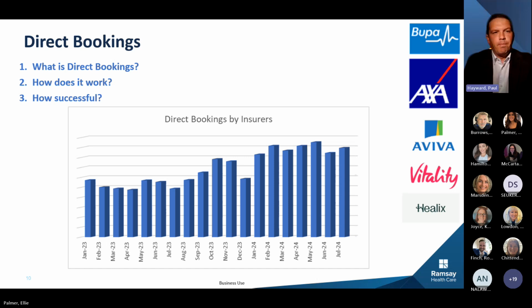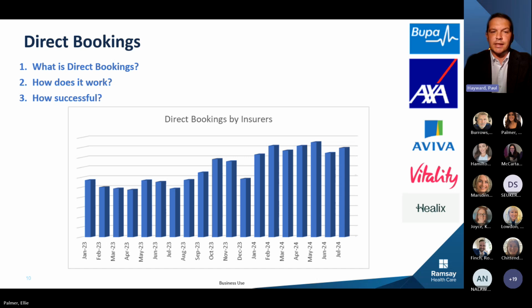A question we get from both consultants and patients is: what is direct booking? In simple terms, direct booking is when an insurer can make a booking directly with us without the need to call. How it works is that over the past few years, we've been increasing the secure links we have set up with the key insurers. So if you share your diary with the NEC team, we now have the ability to share that with the key insurers.